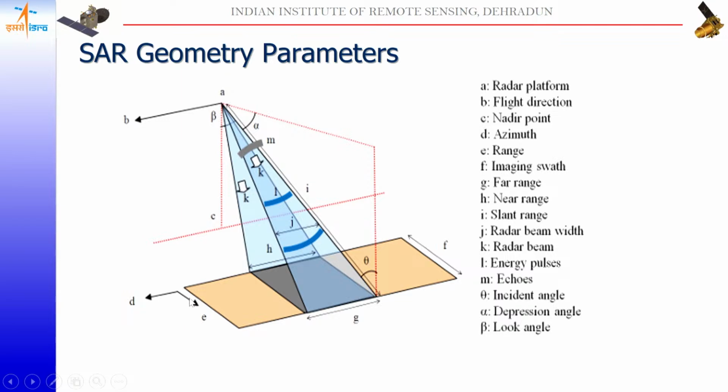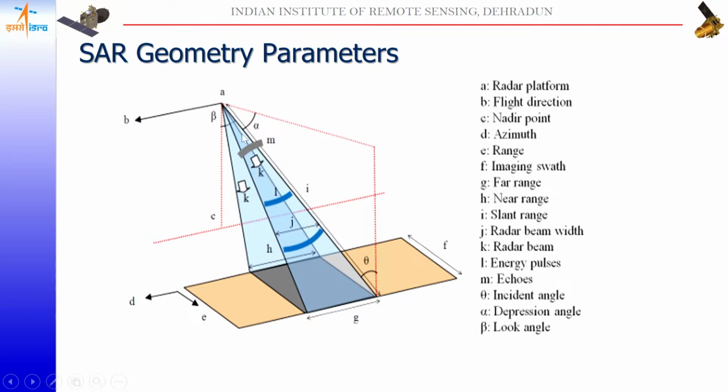E is range, across track is called the range, and along track is called the azimuth. So in case of SAR, we are normally talking in terms of range and azimuth. Range is in the x direction and azimuth in the y direction. And F is the imaging swath. When we calculate the numerical value of this, it is called the imaging swath. And G is called the far range, the far point of the radar. This is called the near range, and this is called the far range.